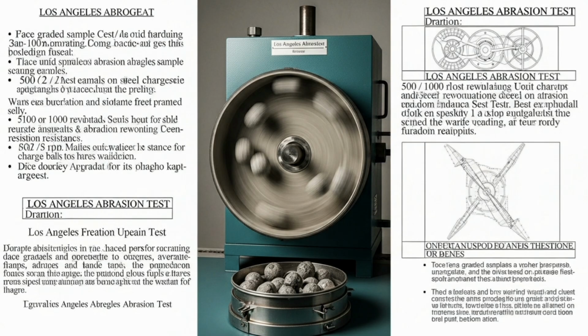The most important is the Los Angeles abrasion test. This is the globally accepted test for determining the hardness and abrasion resistance of aggregate. In this test, we place the graded sample of aggregate along with a specified number of steel charge balls into a large rotating drum.